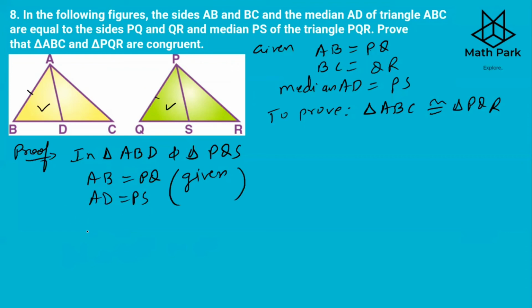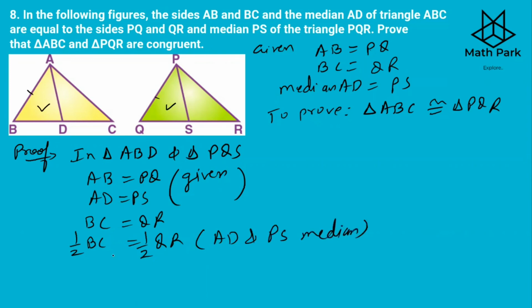And the next thing is you have BC is equal to QR. So if BC is equal to QR, you can have half of BC is equal to half of QR. How can we multiply both by half? Because AD and PS are medians. So what do the medians do? The medians divide the opposite sides into two equal halves, right? So that is why we could multiply this equation by half. So half BC is nothing but BD and half QR is nothing but QS. So you got these three things, 1, 2 and 3. So you got the three sides. Also you got BD is equal to QS.